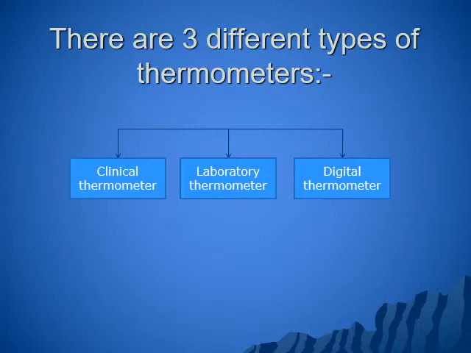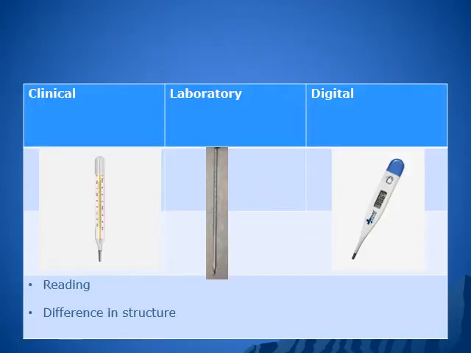So there are three different types of thermometers: clinical thermometer, laboratory thermometer, and digital thermometer. So this is the clinical thermometer. This one is the clinical thermometer. This is the laboratory thermometer, and this is the digital thermometer.